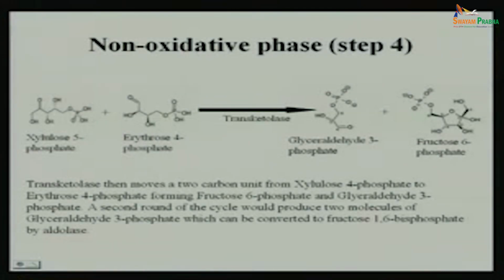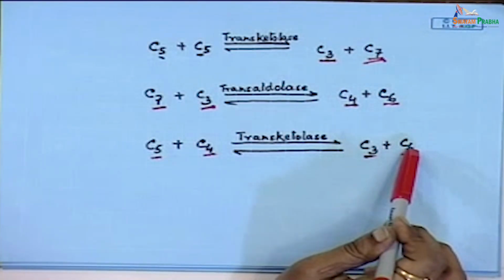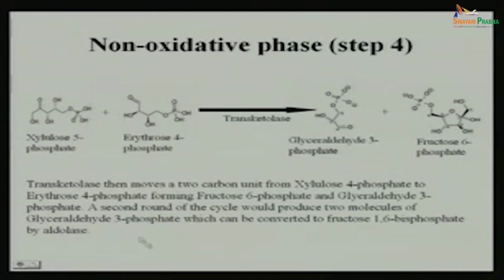Now here you see the transketolase moves the 2 carbon unit of xylulose 5-phosphate to erythrose 4-phosphate, forming fructose 6-phosphate and glyceraldehyde 3-phosphate. Both these 3 carbon and 6 carbon sugars we have already learned are the intermediates of the glycolytic pathway. A second round of the cycle would produce 2 molecules of glyceraldehyde 3-phosphate, which can be converted to fructose 1,6-bisphosphate by aldolase enzyme.